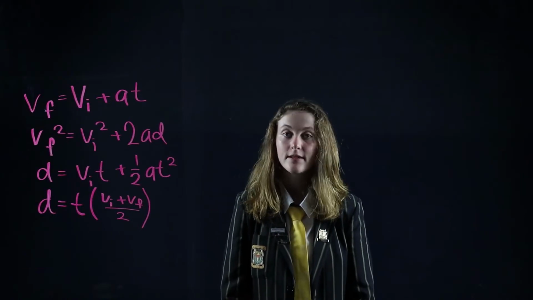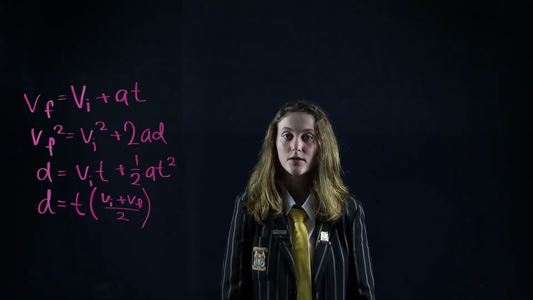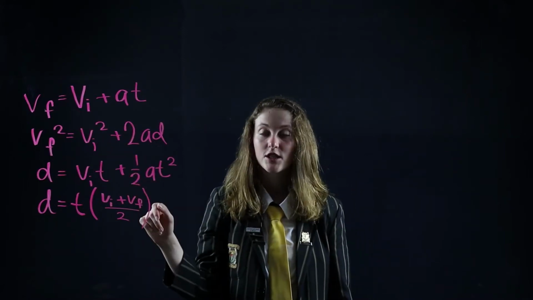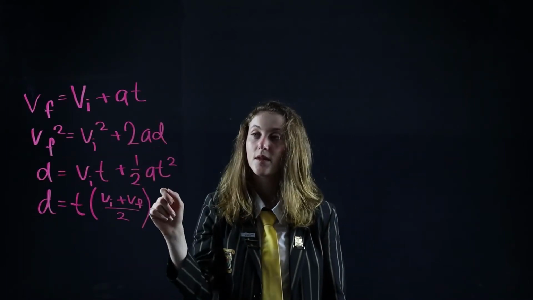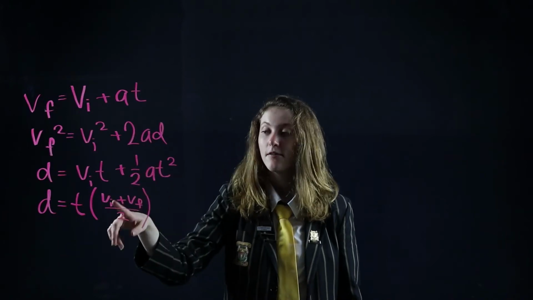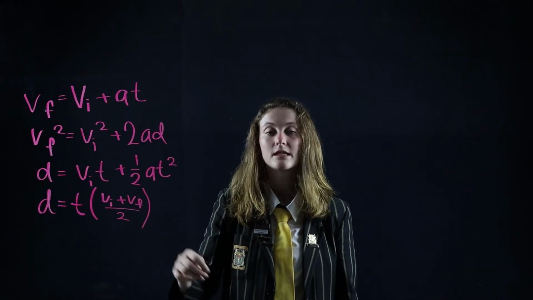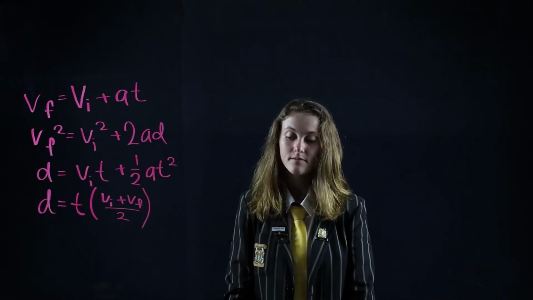We can see that there are 5 letters in the equations. These are called variables and they represent different measurements. We have A, which stands for acceleration, T, which stands for time, D, which stands for distance, VI, which stands for initial velocity or starting speed, and VF, which stands for final velocity or ending speed.